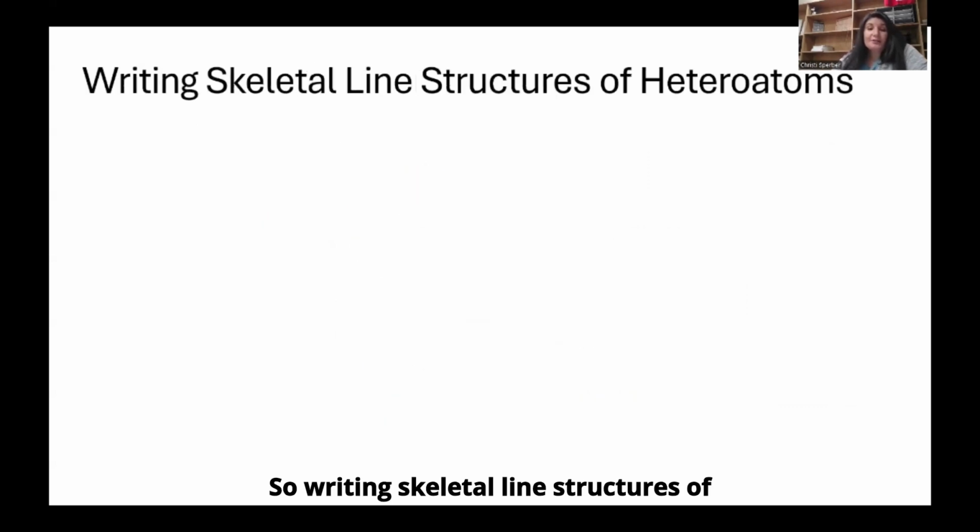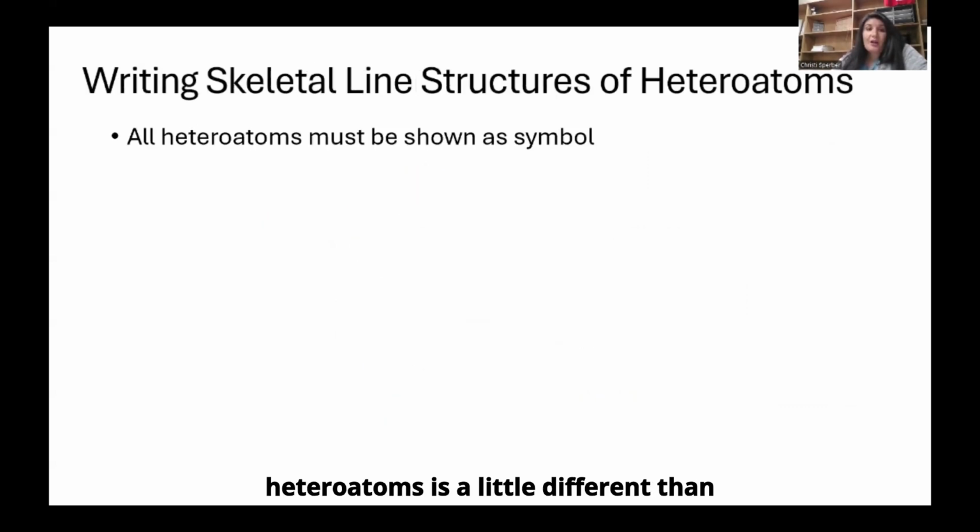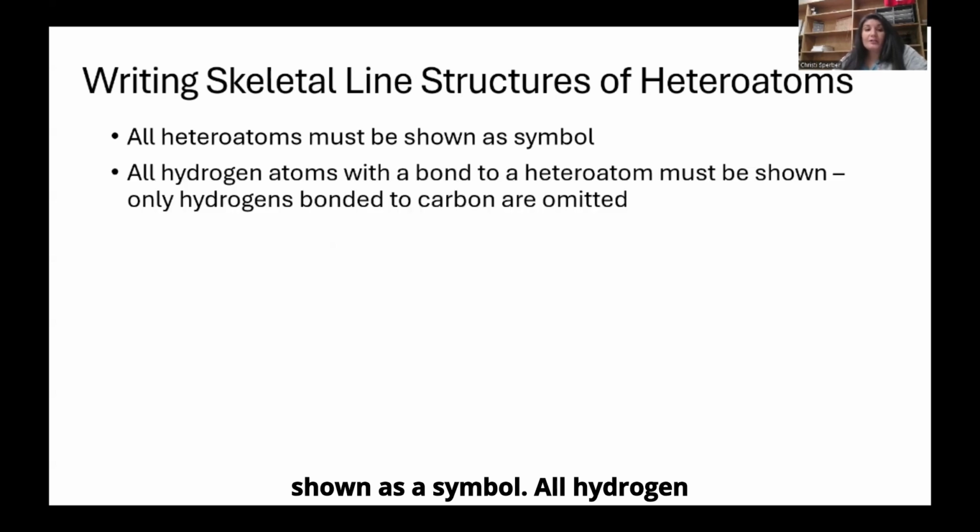So writing skeletal line structures of heteroatoms is a little different than writing skeletal line structures of hydrocarbons. All heteroatoms must be shown as a symbol. All hydrogen atoms with a bond to the heteroatom must also be shown. Only hydrogens bonded to carbons are omitted.